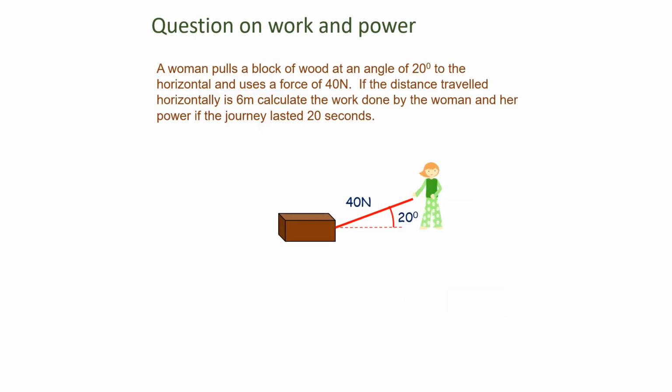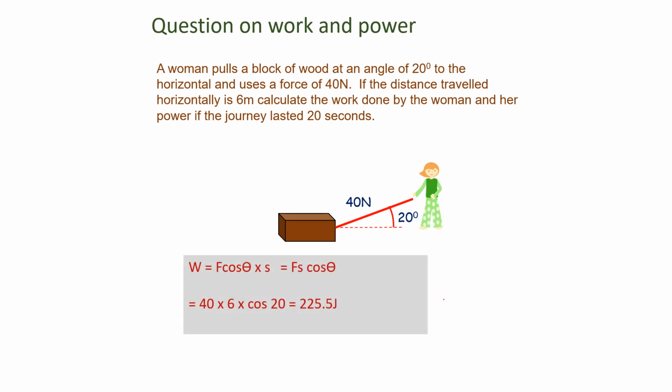Here's a question on work and power. A woman pulls a block of wood, as shown there, at an angle of 20 degrees to the horizontal, and uses a force of 40 newtons. If the distance travelled horizontally is 6 meters, calculate the work done by the woman and her power if the journey lasted 20 seconds.